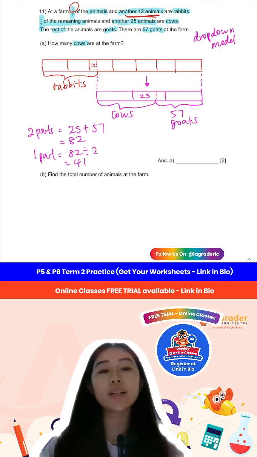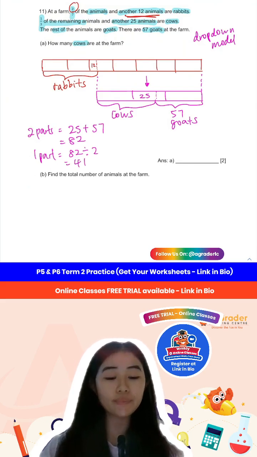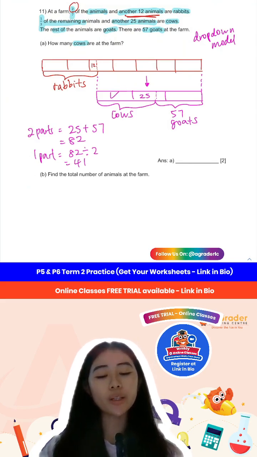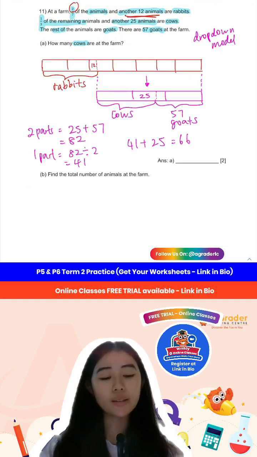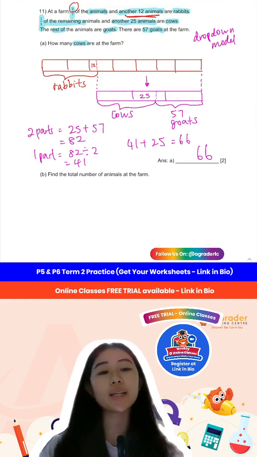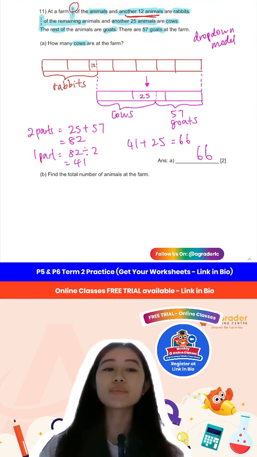So one part is 41. So now you can find the cows. The cows will be this one part here plus another 25. So don't forget about the 25. Add them together, you will get 66. Okay, so the answer for part A is 66 cows.